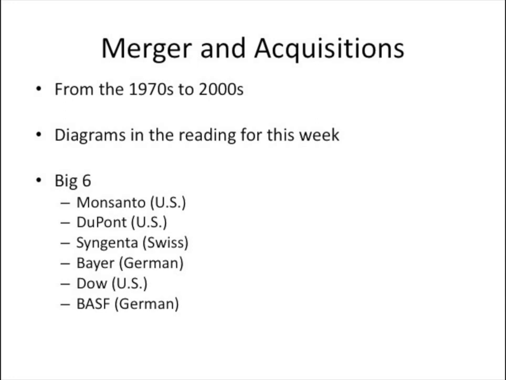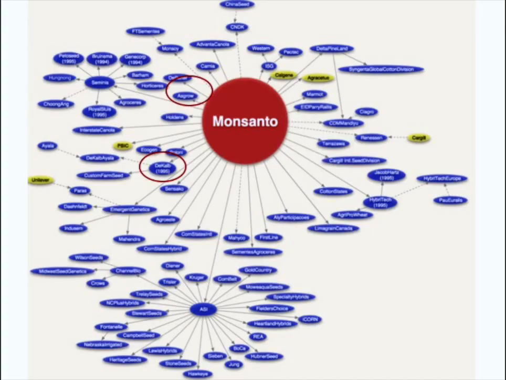As we said, we saw hundreds of seed companies become merged into the big 6 here, and the diagrams in our reading for this week illustrate those mergers. Here is a diagram for Monsanto. You can see the companies that used to exist and now are owned or controlled by Monsanto. I circled 2 of those, DeKalb, which we talked about earlier, and Asgrow. Both of those are still brands that are brought to the front and many people recognize.